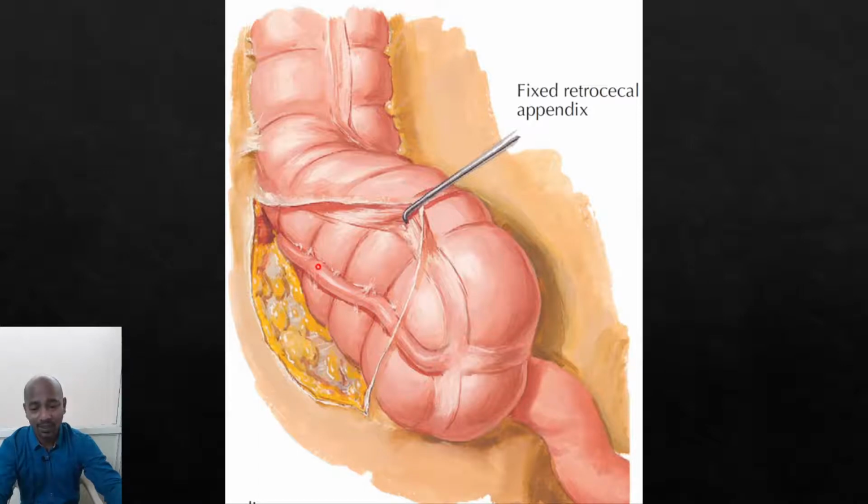Okay, so this is one of the common locations where you find the appendix, which is the retrocecal appendix. You can see sometimes when it is retrocecal, the appendix may be embedded within the wall of the colon, and it complicates surgical removal when that happens. In that kind of situation, it is called a fixed retrocecal appendix, when there is a merger between the wall of the colon, the cecum and the appendix.